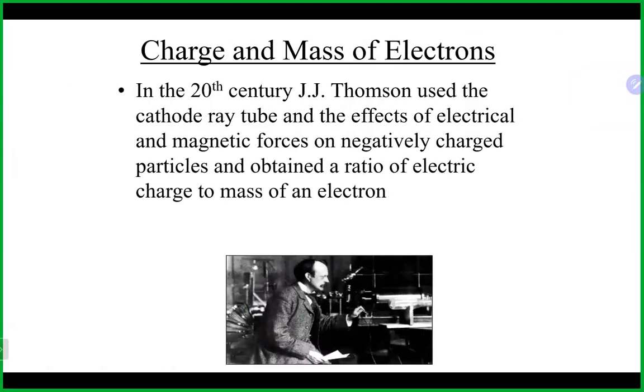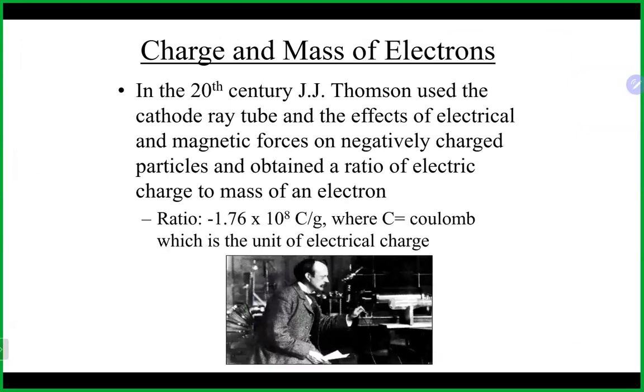So the person that did a lot of work with a cathode ray tube was J.J. Thomson. And that's him right there in his cathode ray tube down there, I think. And basically, what he found was an important aspect in terms of electrons. Using those, he was able to calculate the charge to mass ratio of an electron.